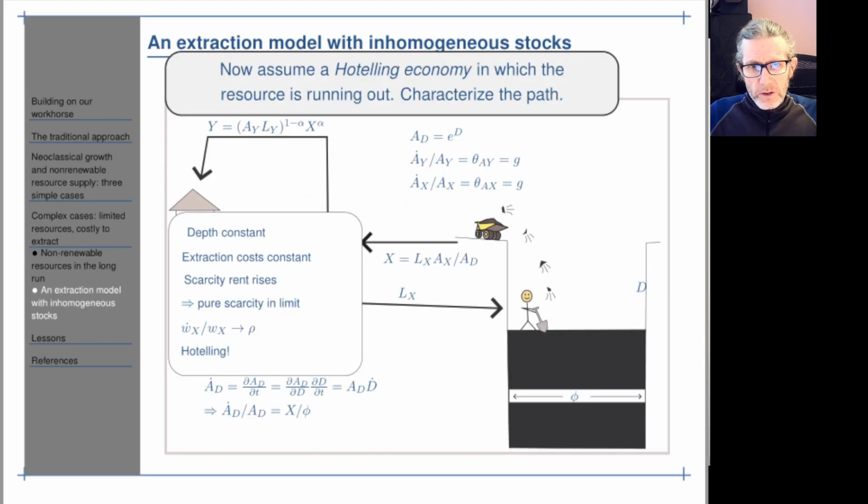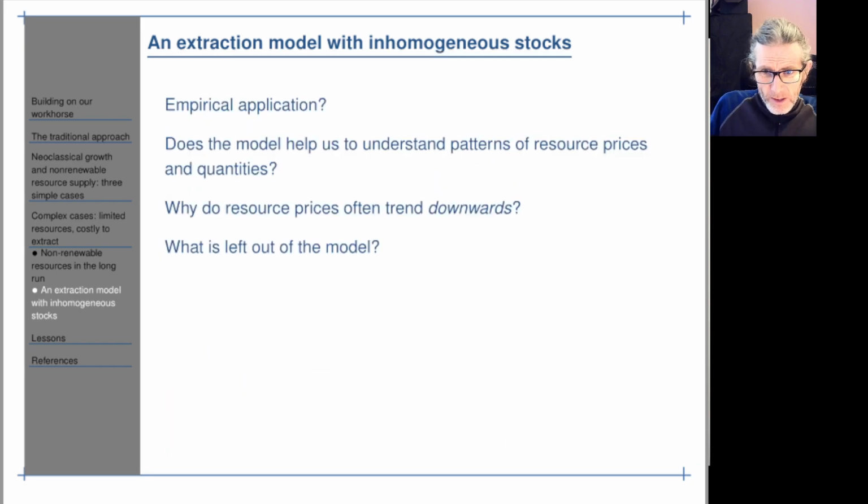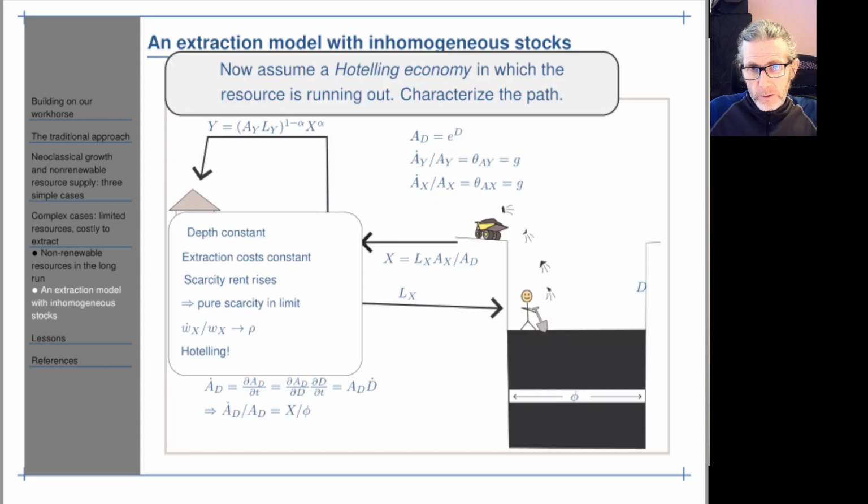Okie doke. So, what have we learned? Can we actually apply this model to empirical cases? If you look at the paper, you'll see that we can. We don't have to assume this very restrictive form of the stock. We can assume different shapes for the stock. We don't have to interpret the depth literally, we can think of depth as grade also, for instance.